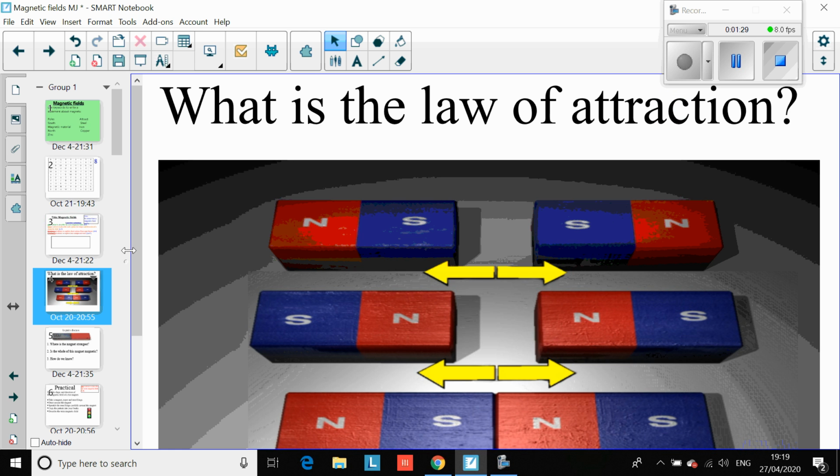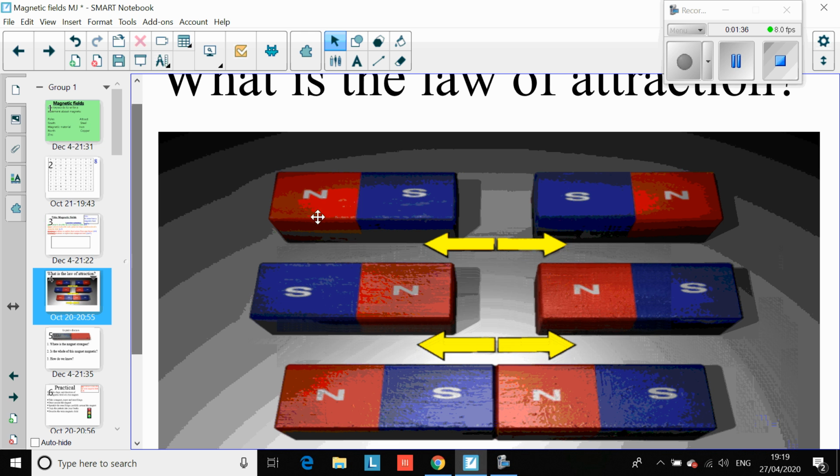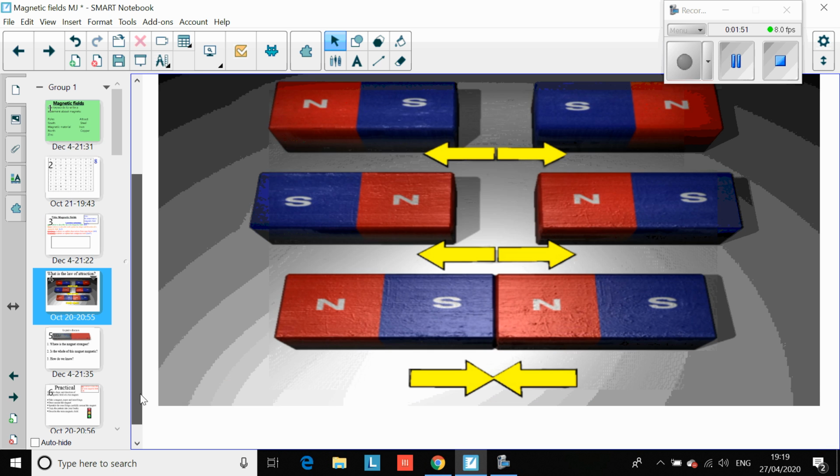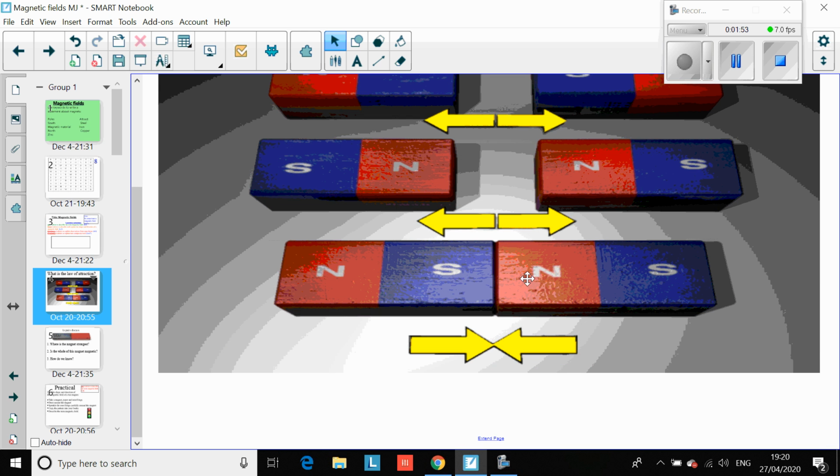Now, last lesson I showed you this picture. What is the law of attraction? Right. Now, if you have a south pole next to another south pole, you see the arrows show that they're pushing apart. They'll repel. Same is true of a north pole next to another north pole. They'll push apart. They'll repel. However, if you put the north pole next to a south pole, they'll attract. They'll come together. What we're going to try and do today is understand why this is.